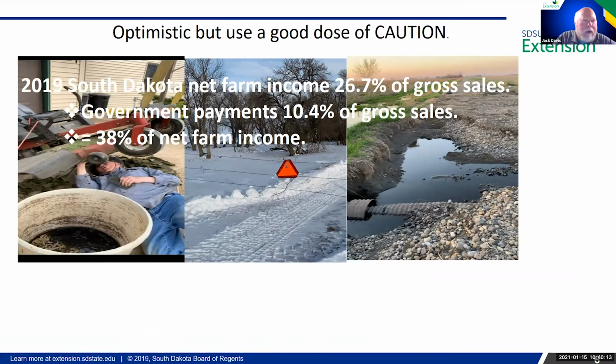Just breaking that down to South Dakota, our net farm income in 2019 was 26.7% of gross, and government payments were 10.4% of gross for our South Dakota farms as a whole. That equals about 38% of net farm income. I think as farmers we don't necessarily like to get it from the government, would rather have the market support it, but that's how it was in 2019 and it helped producers make it through.